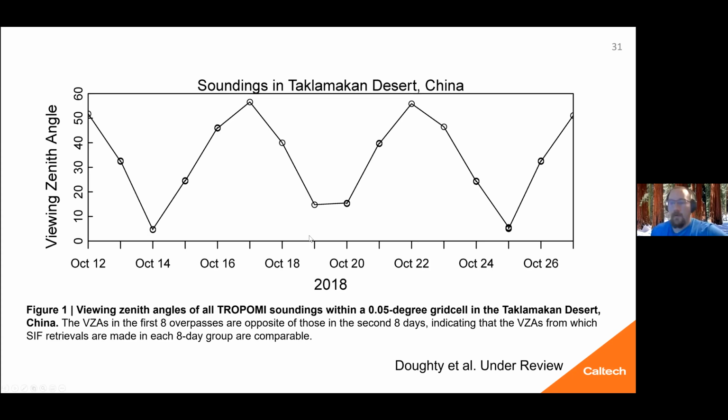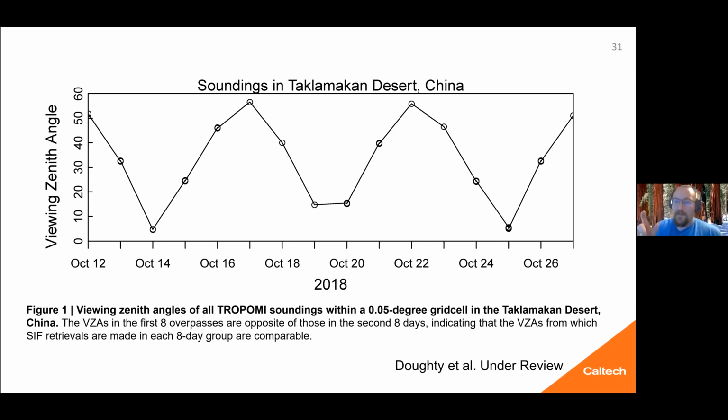In fact, what we can also do is take an 8-day mean. You can imagine looking at this figure, the viewing zenith angles in the first 8 days and the second 8 days are the same. And so you can actually take a mean of the first 8 days and the second 8 days, and with some degree of confidence make a comparison for that point on Earth over time.